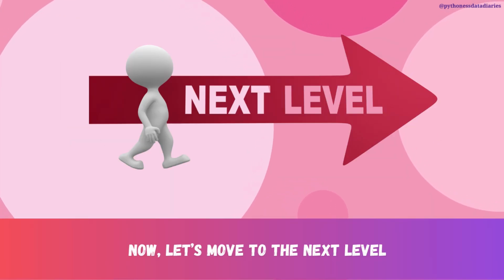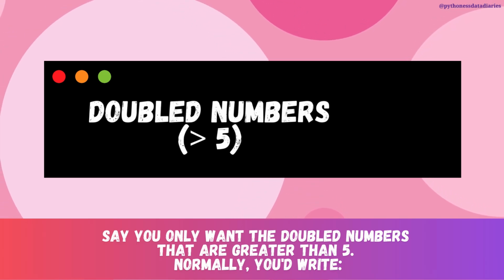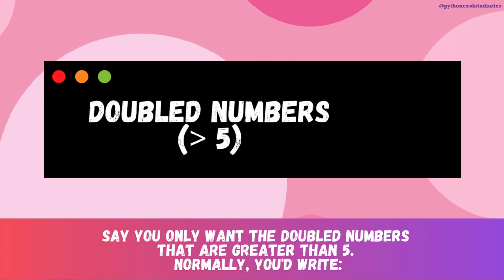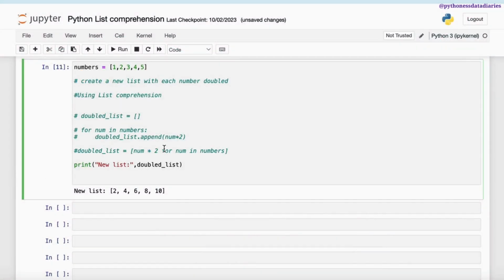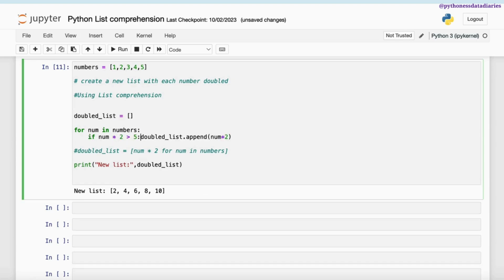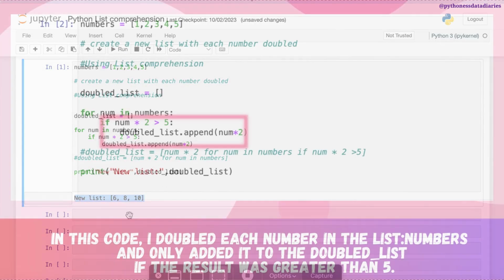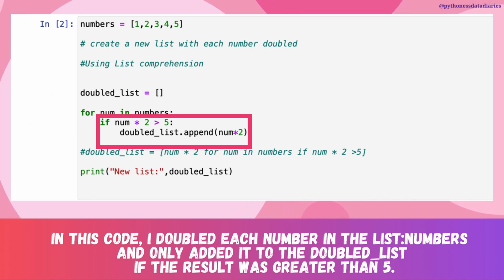Now let's move to the next level. Say you only want the doubled numbers that are greater than 5. Normally you would write this code. In this code, I doubled each number in the list numbers and only added it to the doubled list if the result was greater than 5.